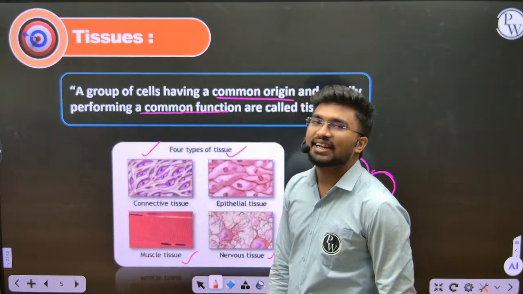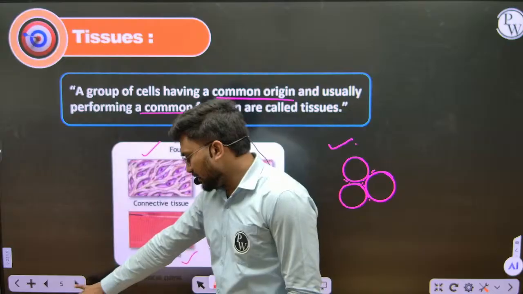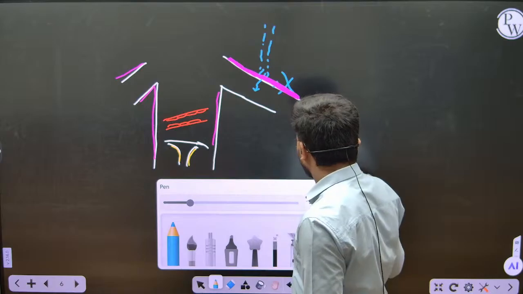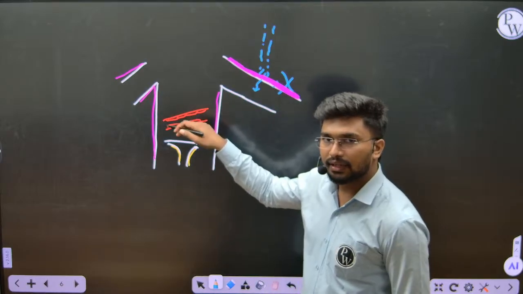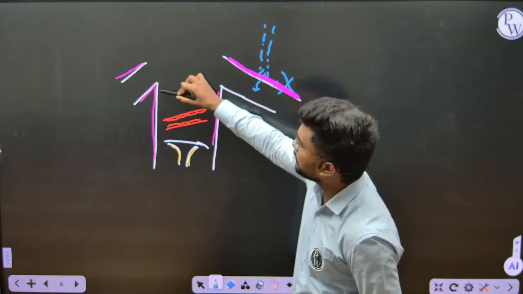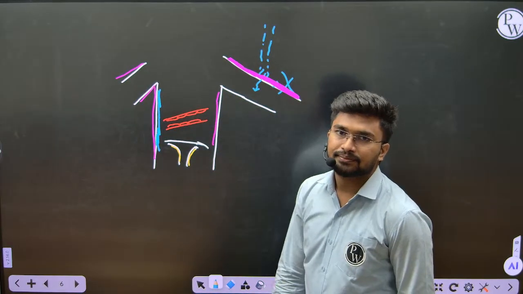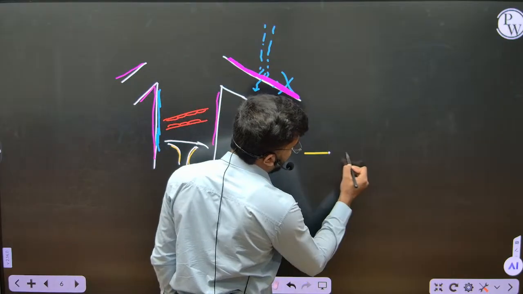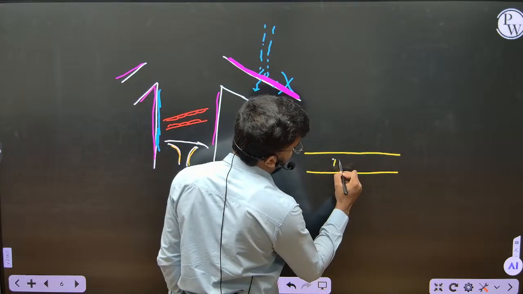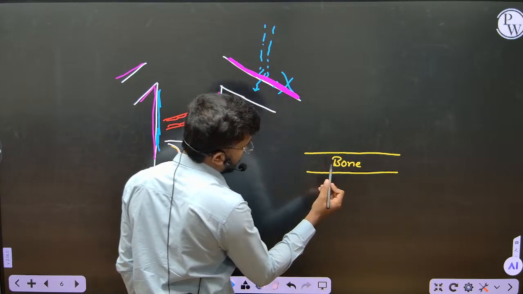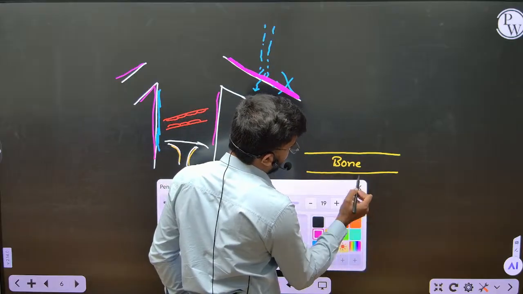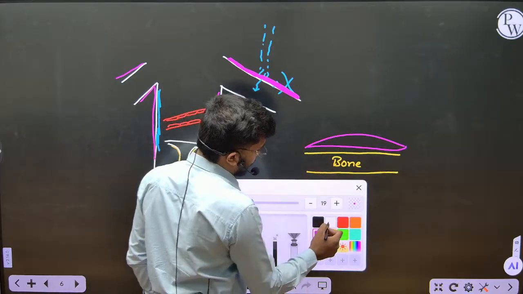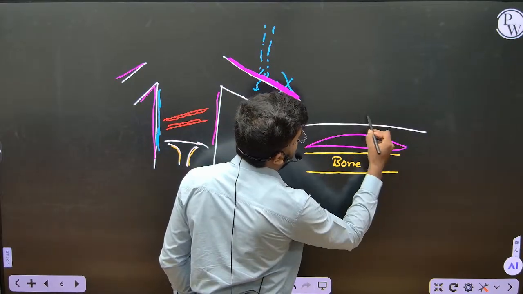The second type of tissue is connective tissue. Okay. What connective tissue will do is fill the gaps wherever they are in our body. See here, some organs are present in our body. There will be some gaps. So these gaps will be filled by the connective tissue like this. Imagine this is our muscle. This is our bone. And this is our muscle. Muscle will be here somewhere, right? And this is our skin.